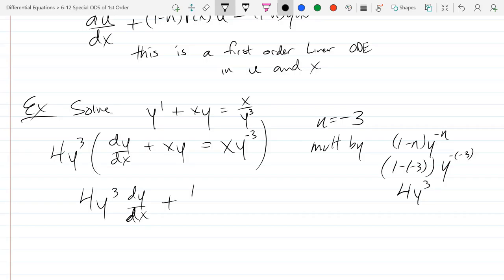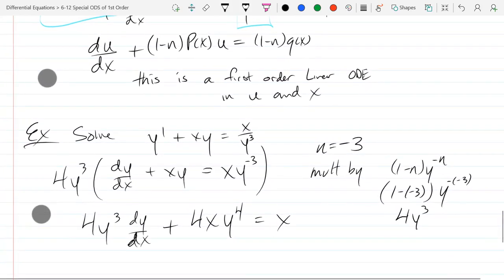So now we have 4x over y squared. No. Oh, 4xy to the fourth equals x. 4x.